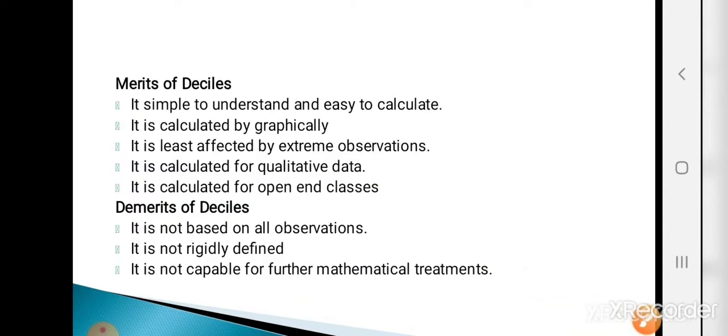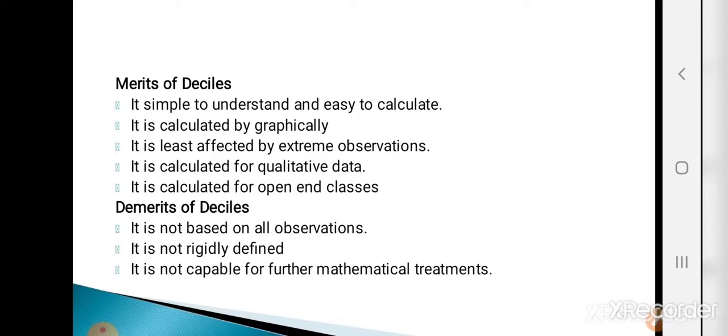Now last, merits and demerits of deciles. The merits and demerits of deciles are the same as the median and quartiles. Merits of deciles are, it is simple to understand and easy to calculate. It can be calculated graphically, by using the less than ogive curve and more than ogive curve. Third, it is least affected by extreme observations because it does not depend on all observations. That's why it is least affected by extreme observations. Then it can be calculated for qualitative data, that is in the group case, and it can be calculated for open-end classes also.